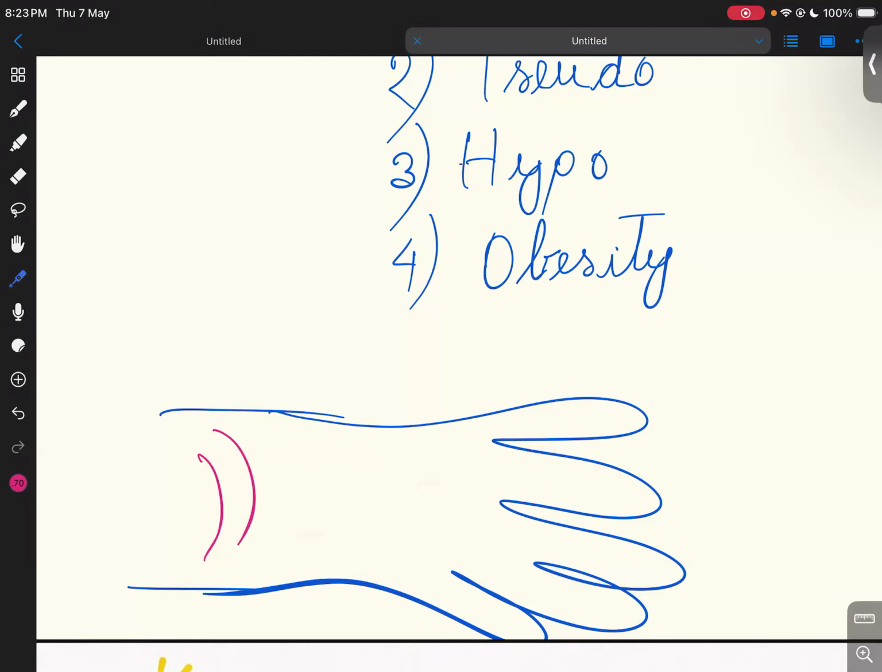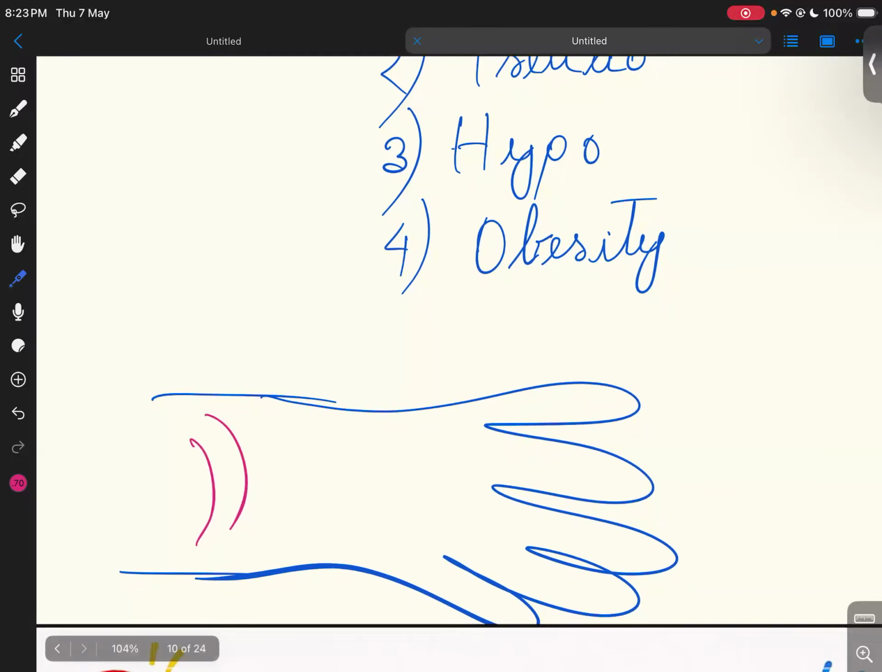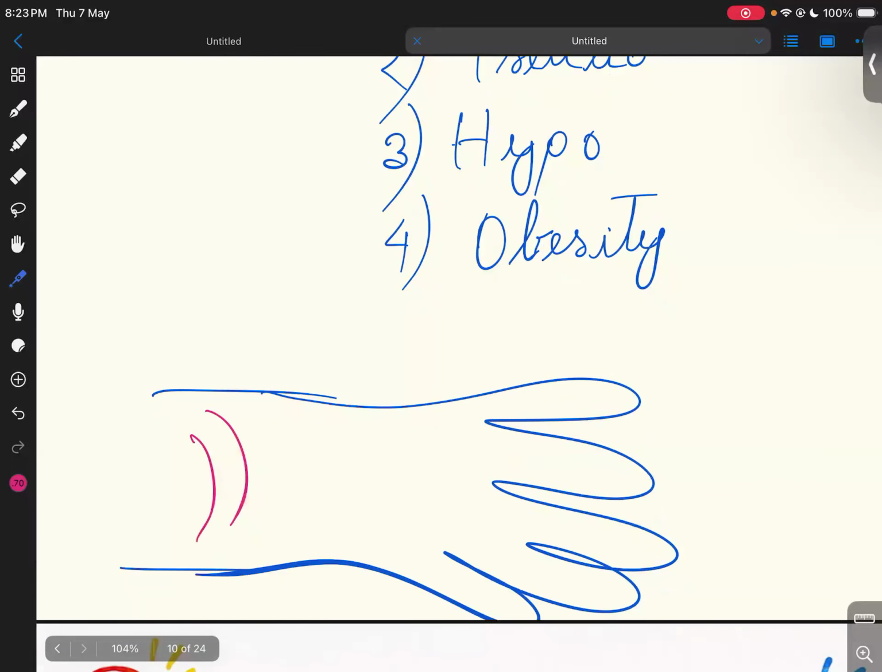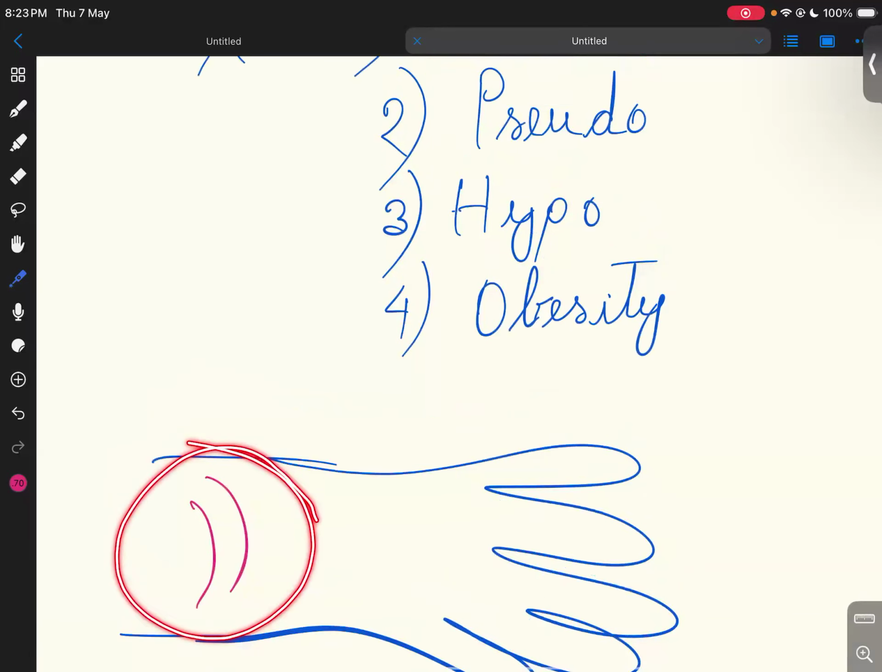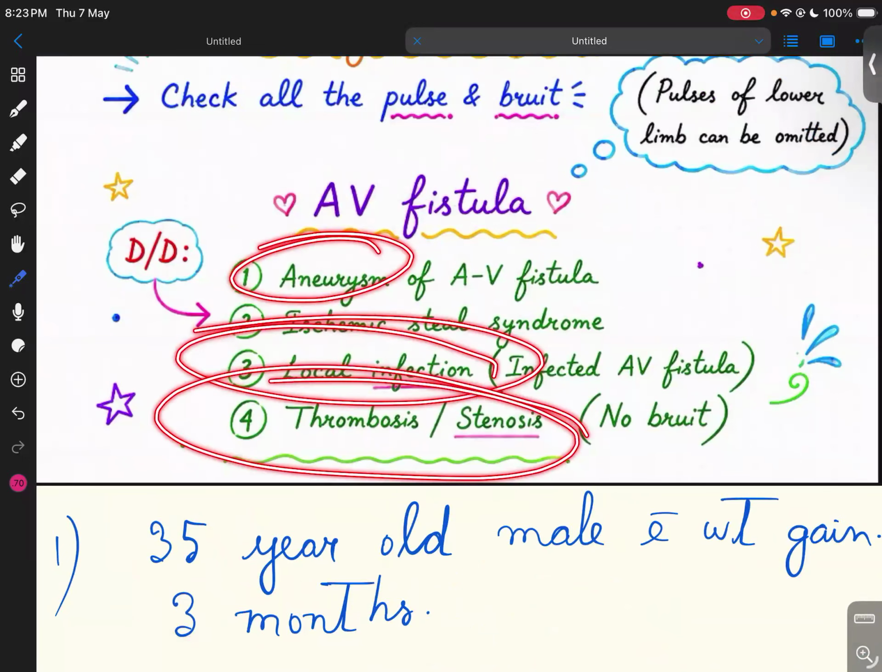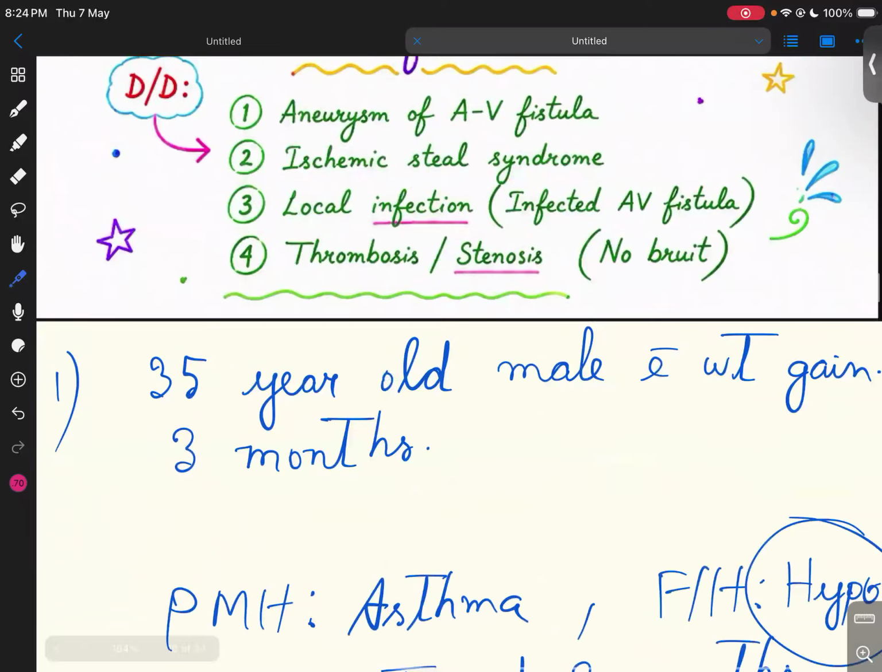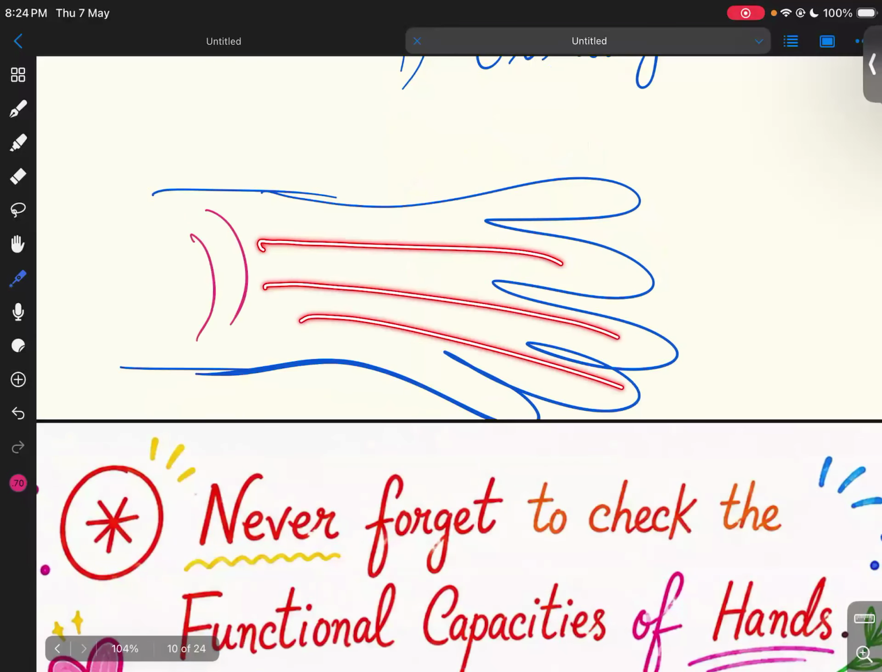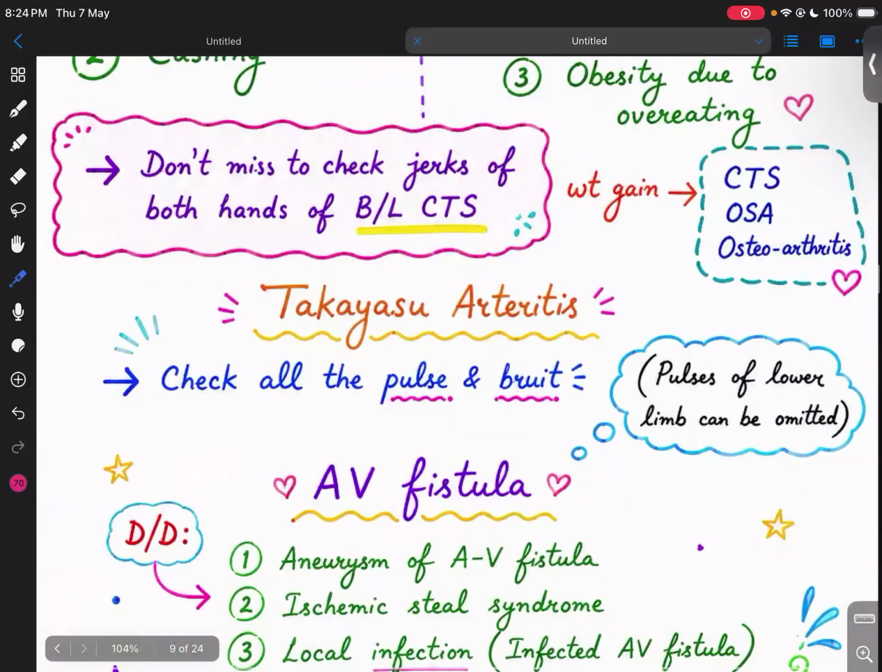Did you get your answer, doctor? Yes. Okay. Any other question from this? Doctor, so the idea of the cause of pain in the AV fistula is decreasing the blood supply to the distal part. Yes. We have to look at what is the site of the pain. If it is over the site of the AV fistula, mostly it is a localized cause, like aneurysm formation, or local infection, or thrombosis or stenosis. But if the patient complains of pain at the distal portion of the hand, then it is due to ischemic steal syndrome.